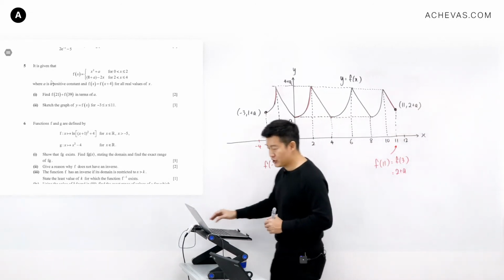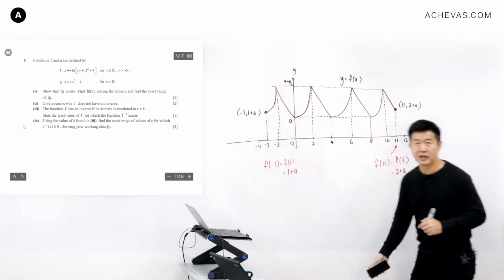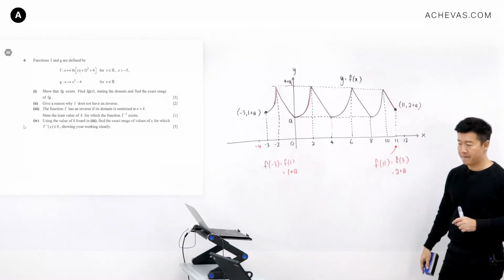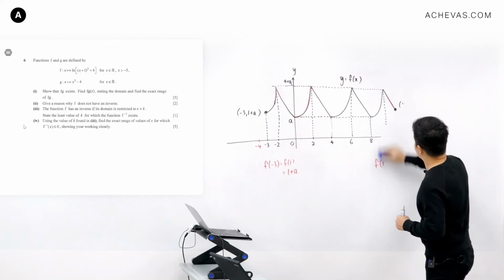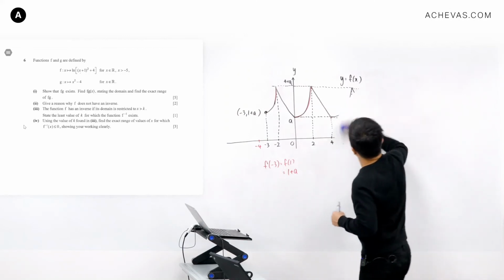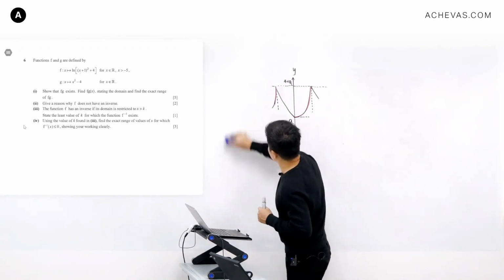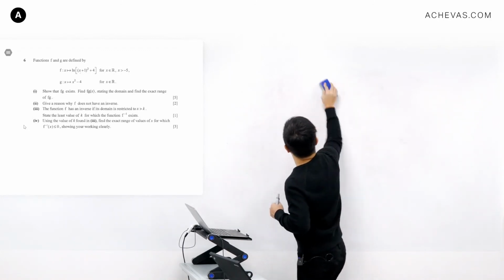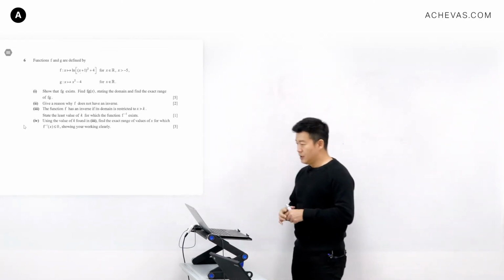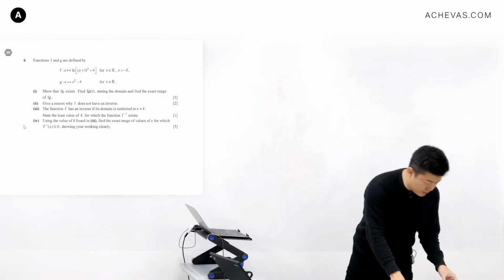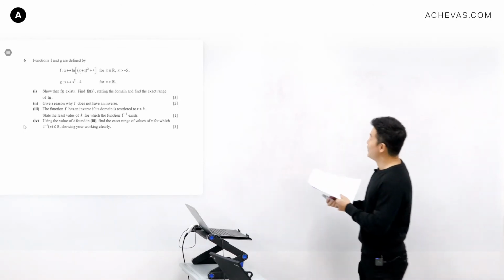Let's look at another functions question, question number 6. Any question? I'm going to erase this. We are given 2 functions. Let me write down the 2 functions on the board for my pointing.